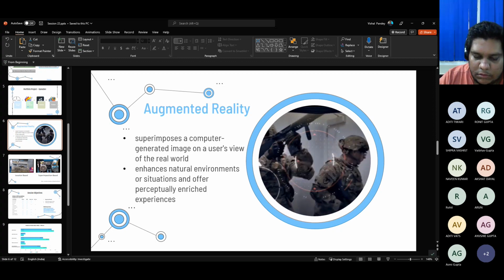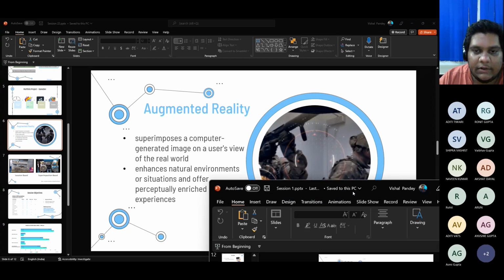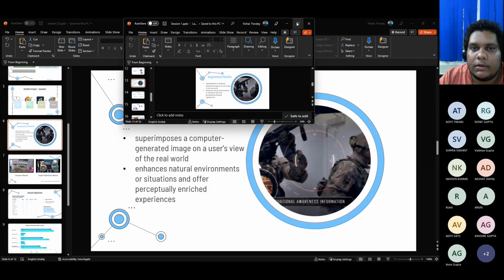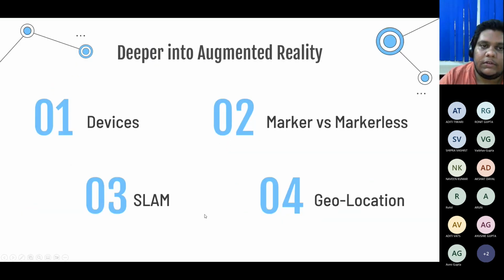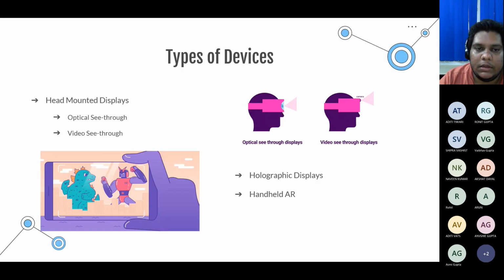I'll just go through the session one slides quickly and walk through what we discussed there. We discussed devices, marker versus markerless, SLAM, and geolocation, four things very quickly. For devices, we saw head-mounted displays, which is similar to what you would use in VR. HMD-based devices like HoloLens or Magic Leap. And now Oculus Pass-Through is also there for a lot of mixed reality stuff. Then there are two different kinds of these HMD devices, optical see-through and video see-through.